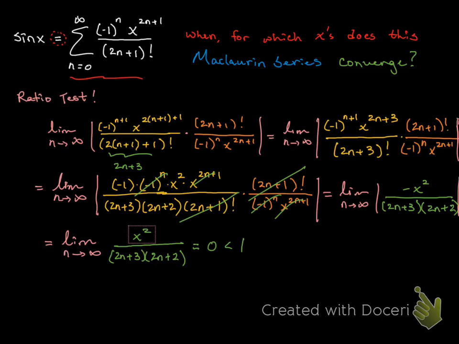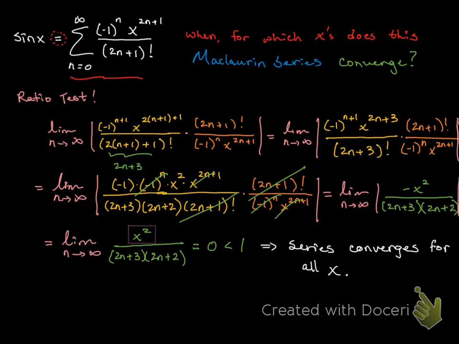And as n gets bigger, it doesn't matter what x squared in the top is doing. X squared has nothing to do with n going to infinity. Denominator's growing. And that limit there should be 0, which is less than 1. Since that limit is less than 1, for any x, we say the series converges for all x.